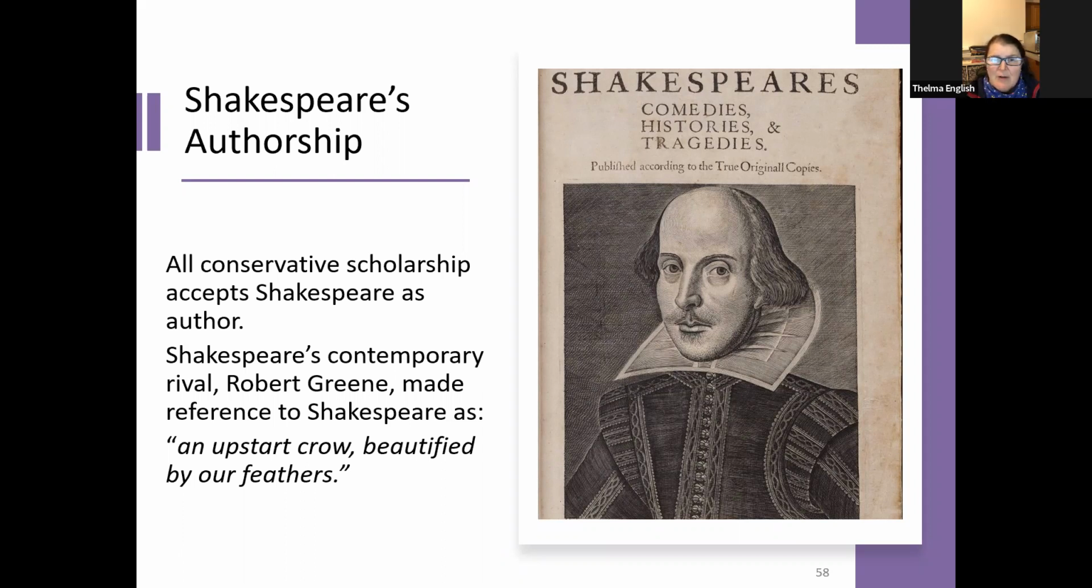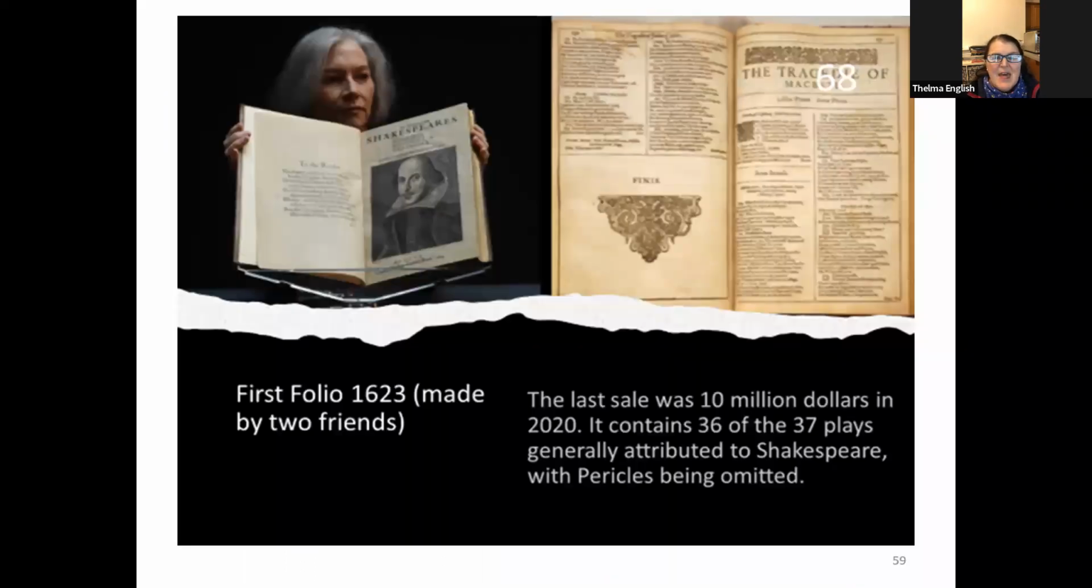Shakespeare's contemporary rival, Robert Greene, made reference to Shakespeare as an upstart crow, beautified by our feathers. So here he is, another writer, and he's mad at Shakespeare. He says he's beautified by our feathers because Shakespeare borrows things. They didn't have plagiarism. But that is also during Shakespeare's lifetime, and that would be support for Shakespeare's authorship. The First Folio, 1623, you need to know that. 7 years after his death, you need to know the date of the Folio, 1623.